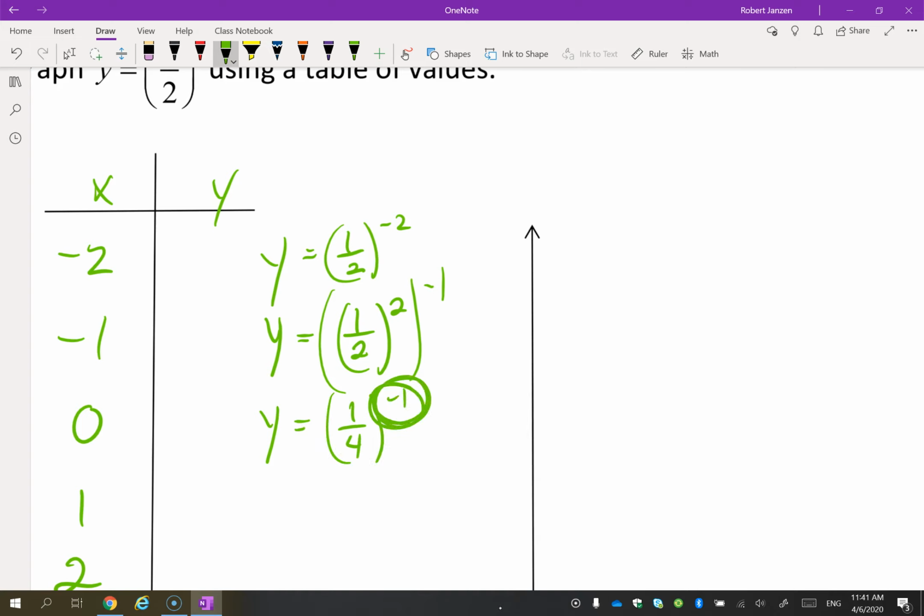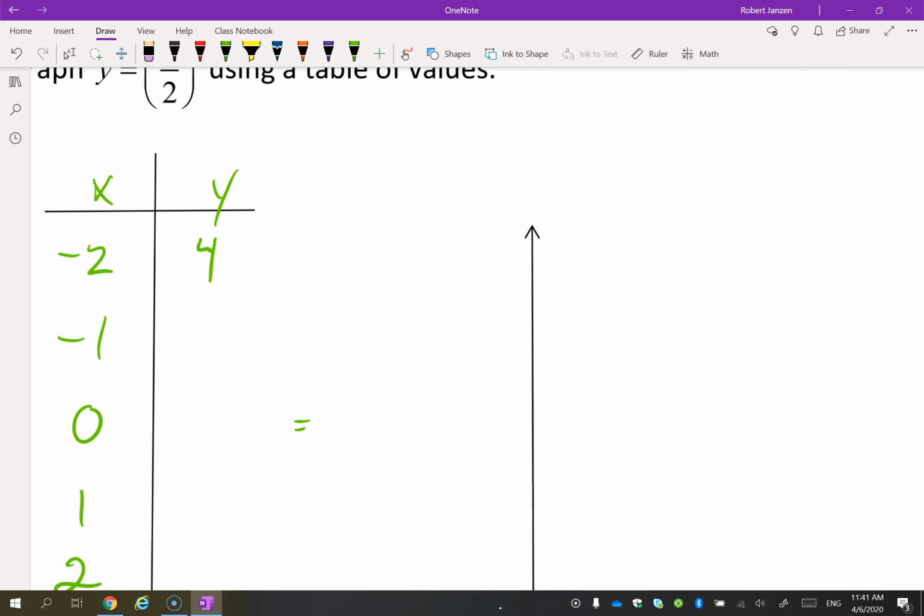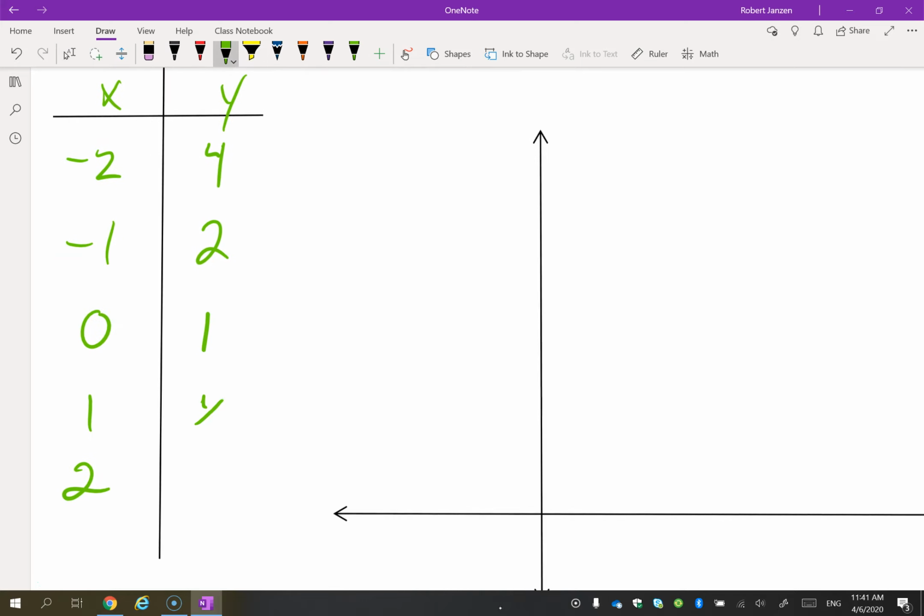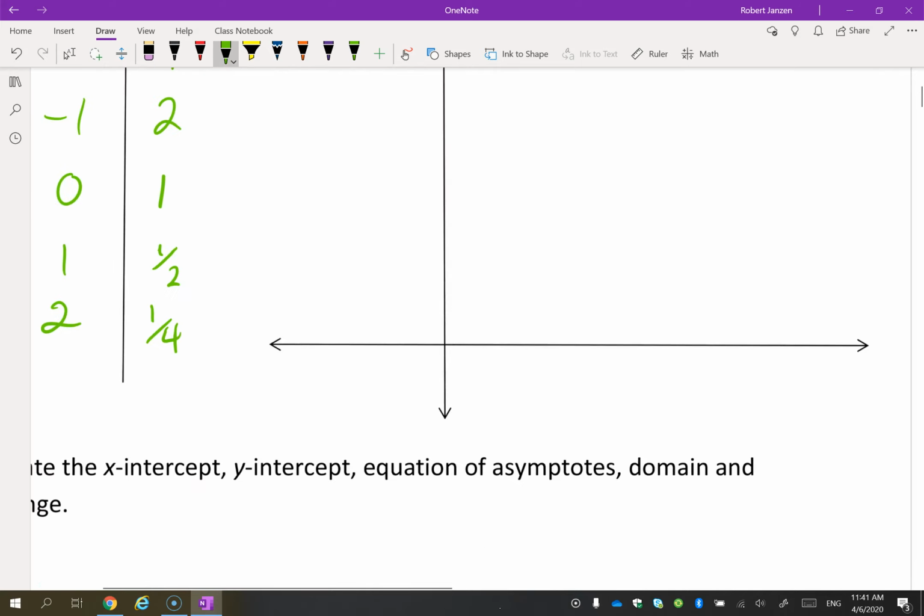And what does this -1 do? That's the reciprocal, so you're going to get 4. Okay, now if we do the same thing with -1, you're going to get 2. 1/2 to the power 0 is 1. 1/2 to the power 1 is 1/2. 1/2 to the power 2 is 1/4. Okay, so this graph is going to look exactly flipped from the previous one.